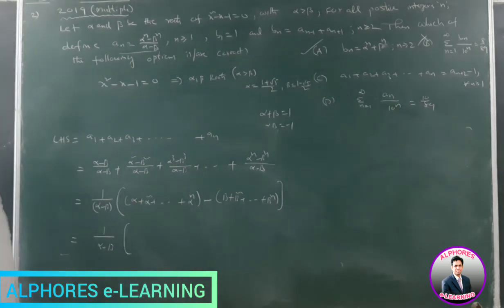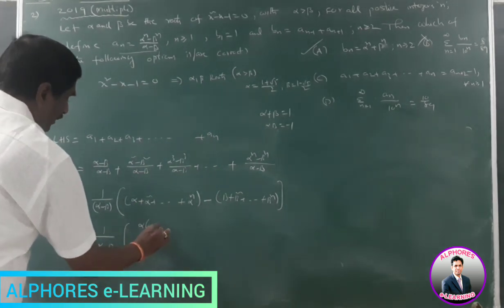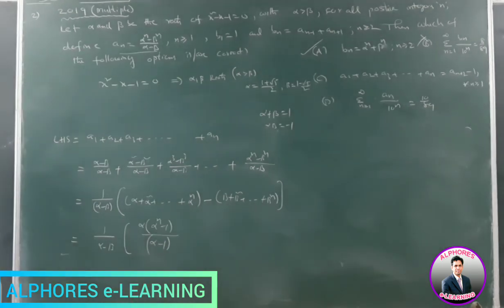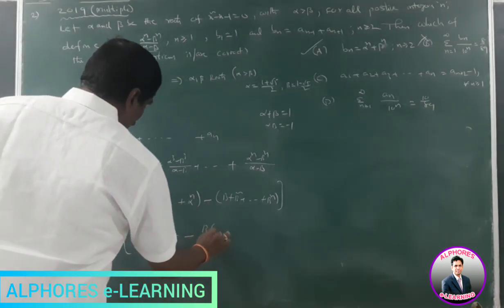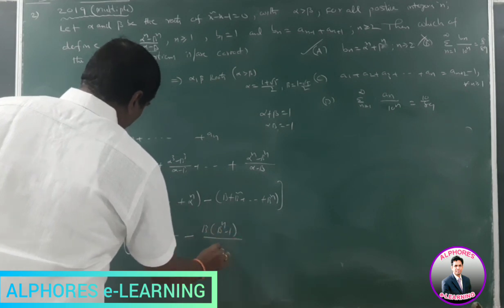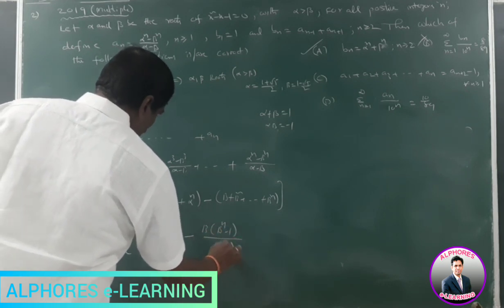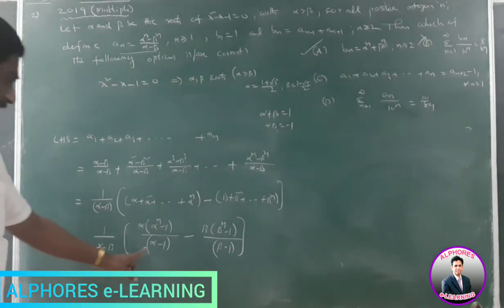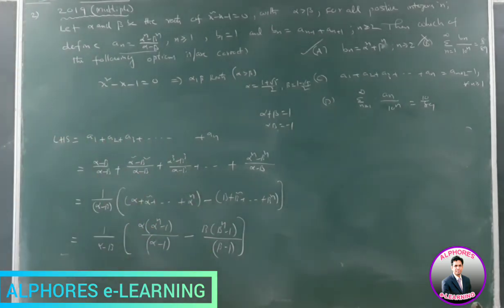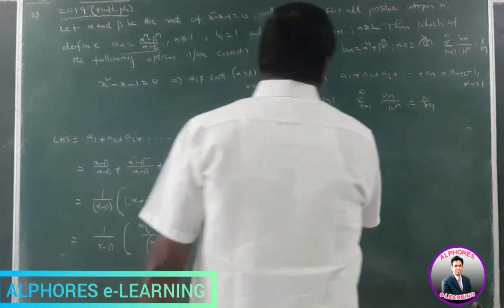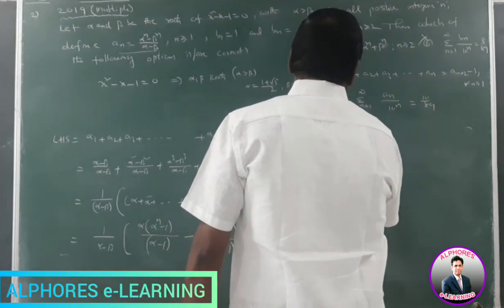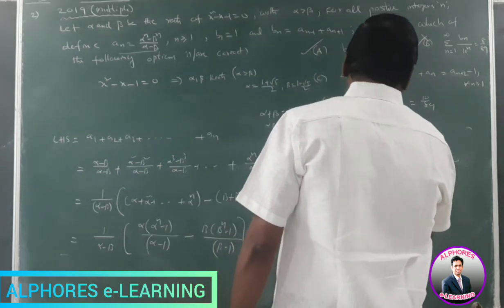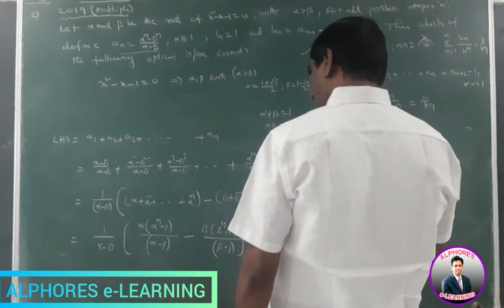sum of the n terms is equal to A into R power n minus 1 by R minus 1. Alpha of alpha power n minus 1 by alpha minus 1. Okay. Next, here beta of beta power n minus 1 by beta minus 1. Okay. Next, here LCM is alpha minus 1 into beta minus 1. After simplification, it can be reduced into 1 by alpha minus beta of, alpha minus 1 into beta minus 1 is the LCM.